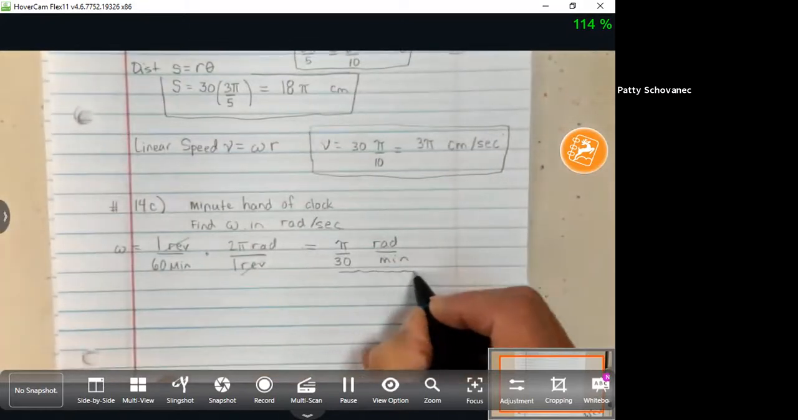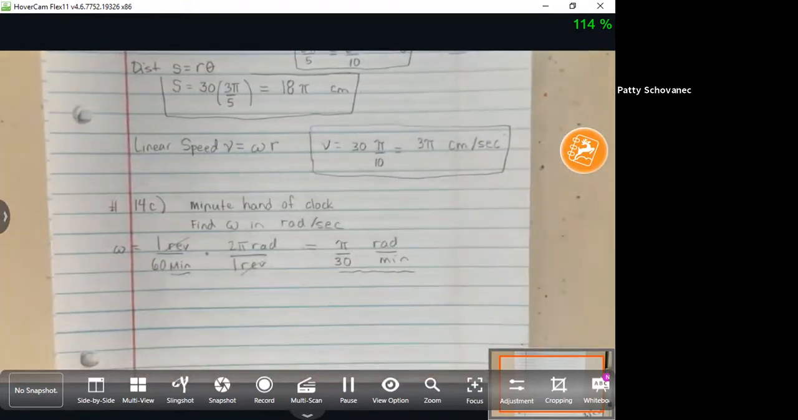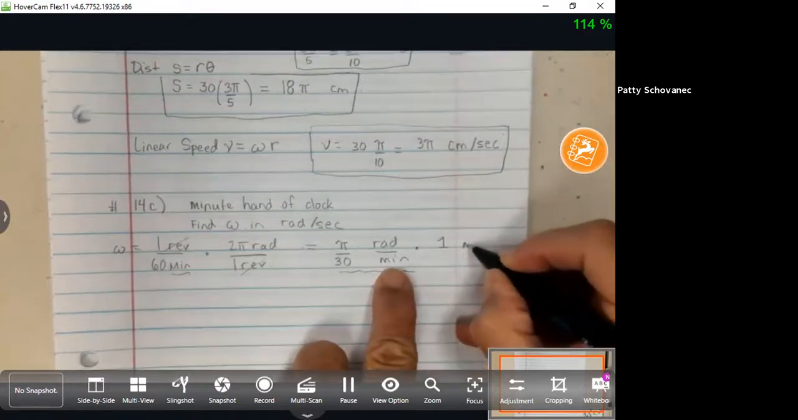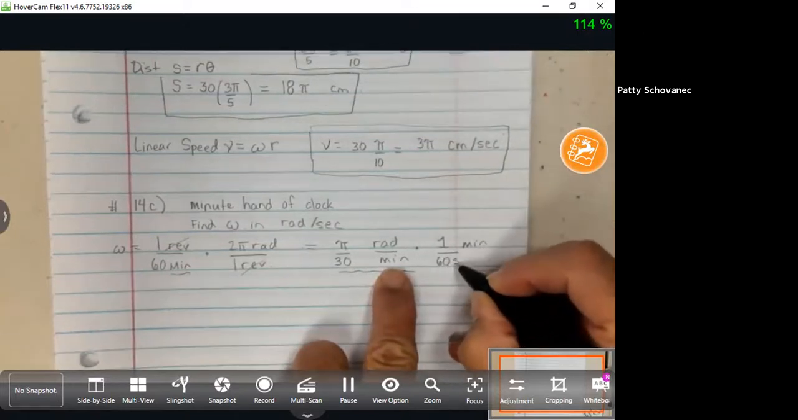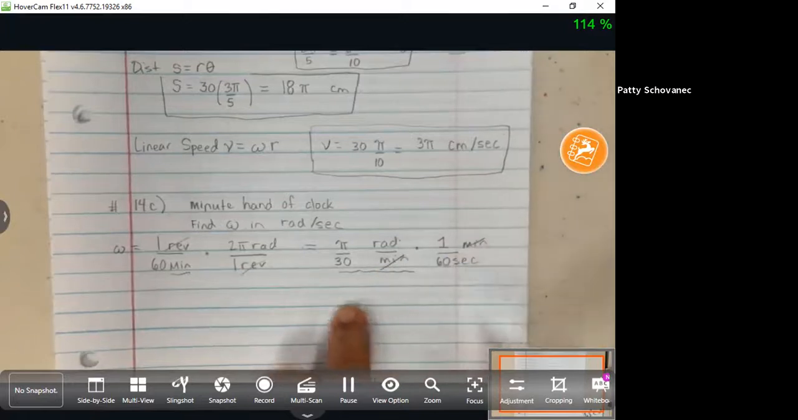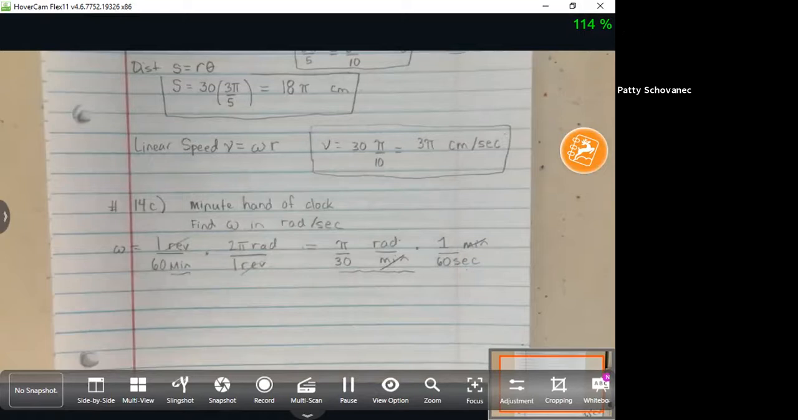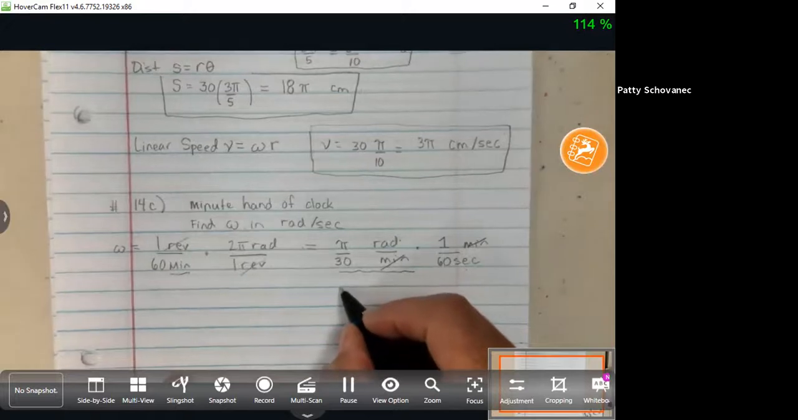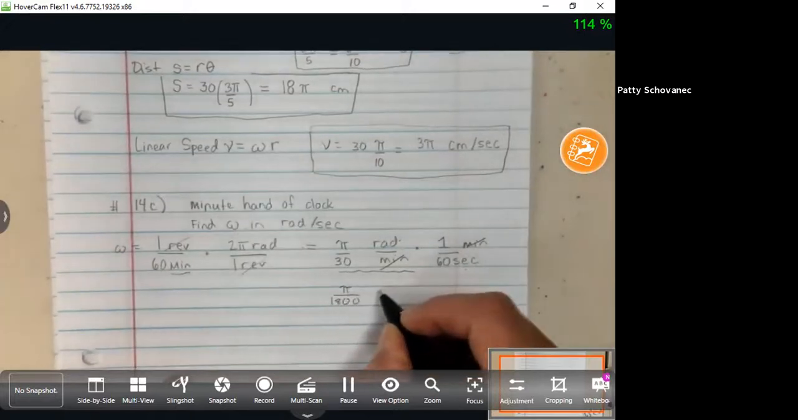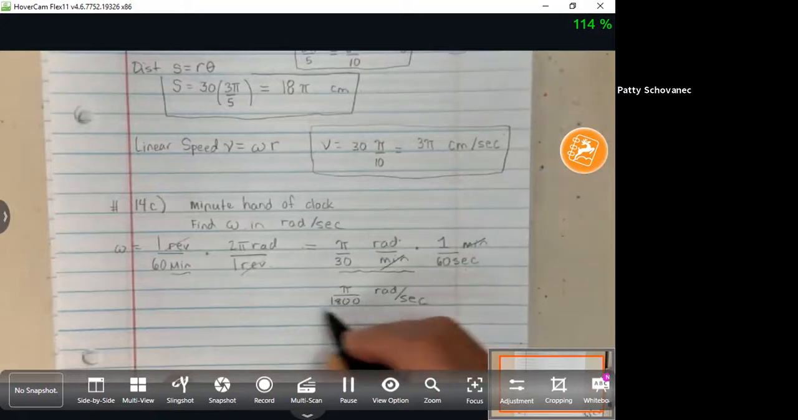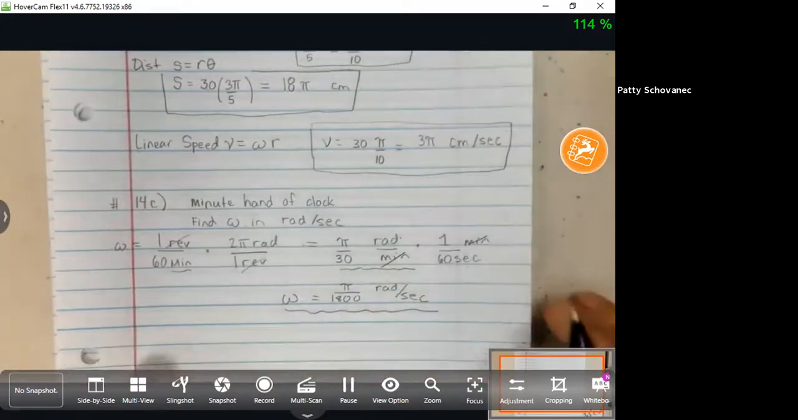Okay, so find omega in radians per second. Here I've got it in terms of radians per minute, going 60 minutes around. So now we multiply by our conversion factor for minutes and seconds. We know that 1 minute is 60 seconds. I want minutes to cancel, so I put 1 minute up here and 60 seconds down here. Then the minutes cancel, and you see we're left with radians per second. So we take our pi over 30 and multiply it by 1 over 60. 3 times 6 is 18, tack on 2 zeros, and we get pi over 1800 radians per second. It should take that.